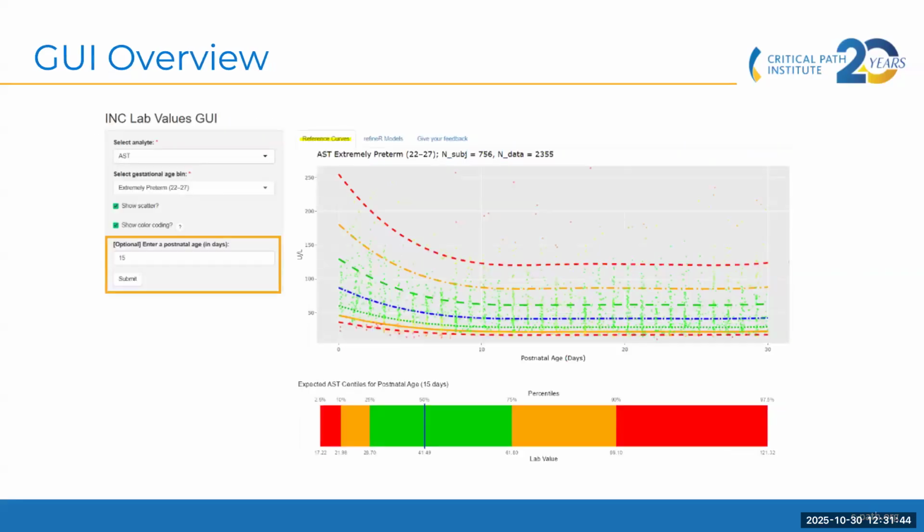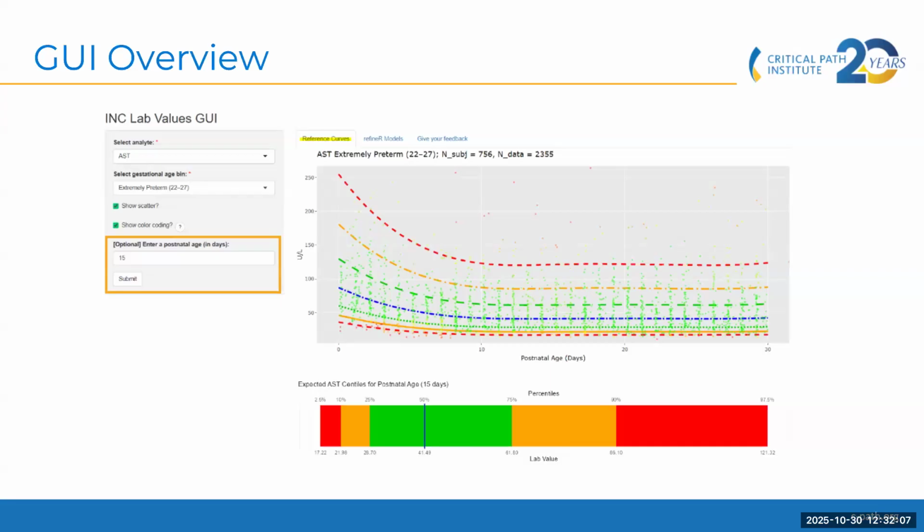Yeah, so while Nick comes back, I just wanted to provide you with an overview of what this actually looks like. In the postnatal age, you can enter the days as far as 30 days. Beyond 30, the data becomes unreliable. But this is pretty decent in terms of providing for a given postnatal age, for a given gestational age bin.